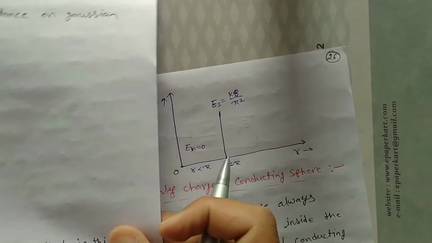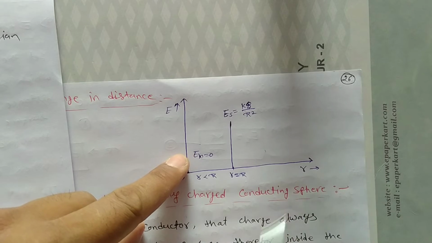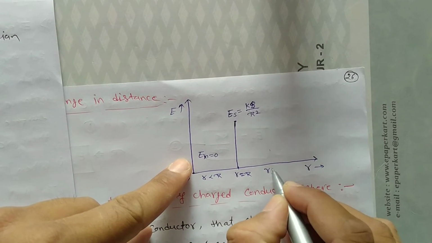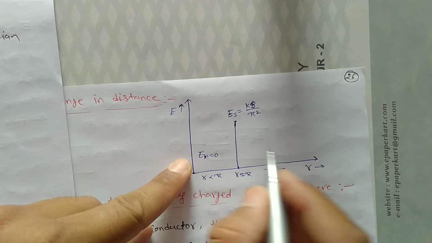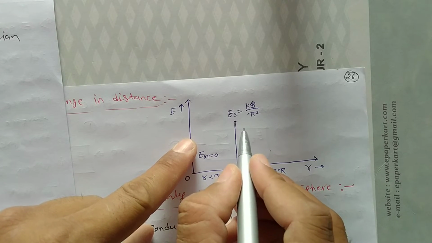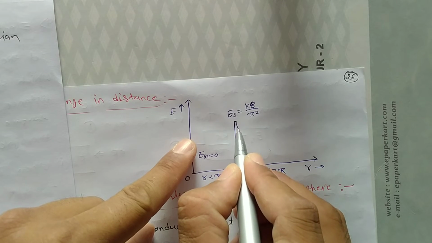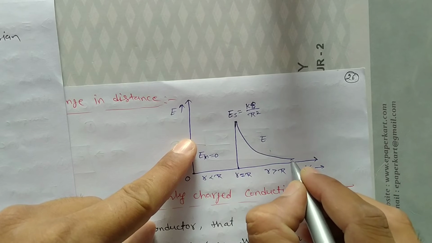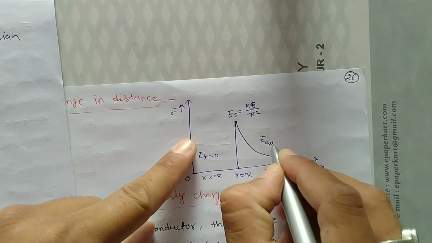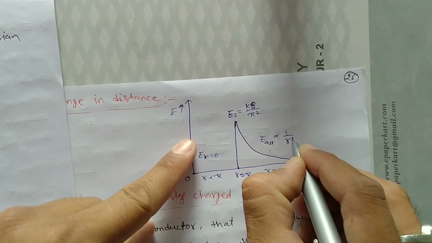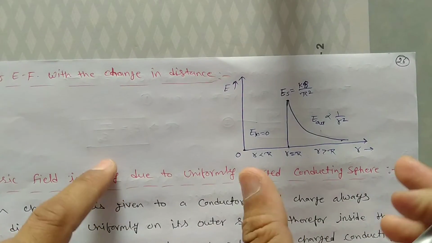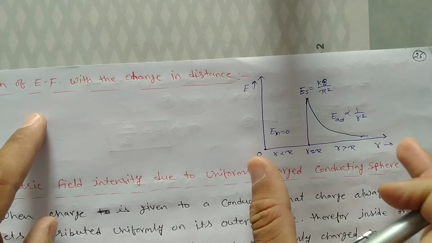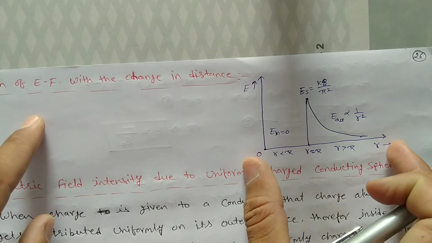So by this equation we plot a graph between E and R. Here E is maximum. Now we increase this distance, then electric field intensity will decrease like this. So for this graph, E out is inversely proportional to R square. This graph represents electric field intensity with change in distance.